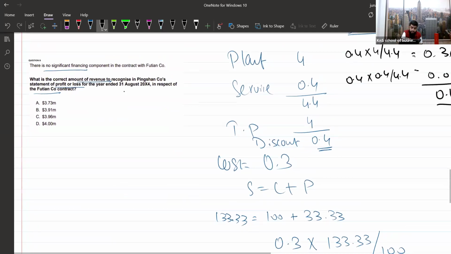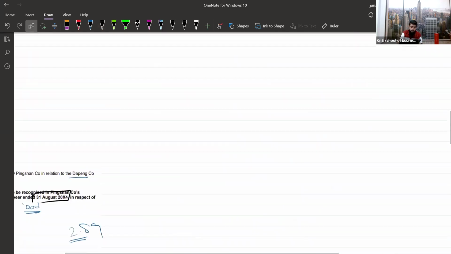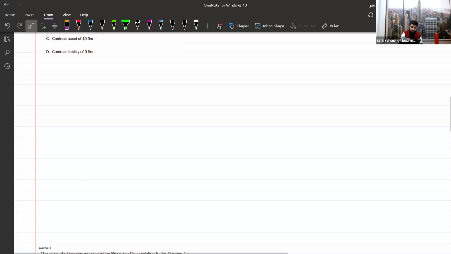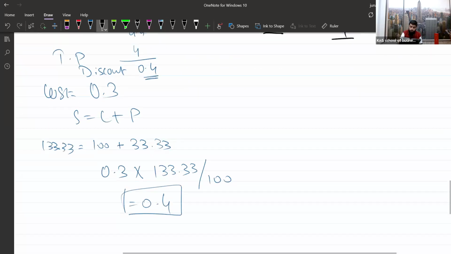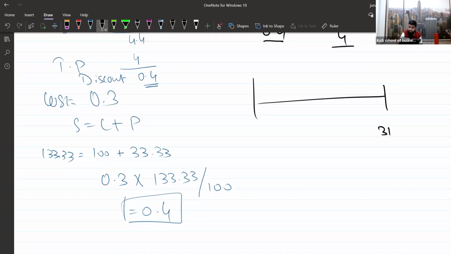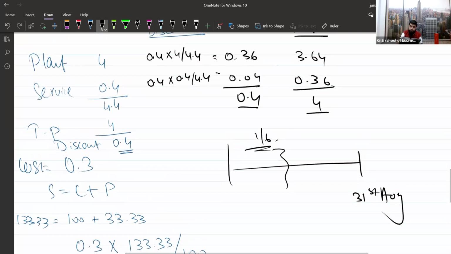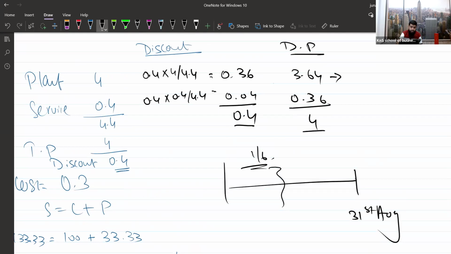The correct amount of revenue should be recognized at the end of the year, 31st August. This contract was made on 1st of June. If it was made on 1st of June and the accounting period is ending on 31st of August, then first of all, we are going to recognize the revenue of 3.64 at a point in time, that is at the time when the transaction is executed. So this will be recognized as revenue. There is no question in that one. But this 0.36 is for 12 months. So from June, July, and August, this will be recognized for a period of 3 months.